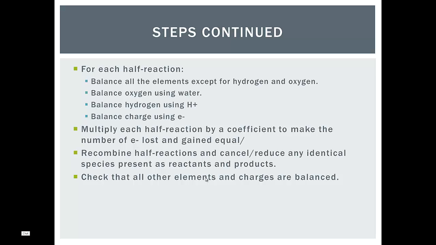Then everything else is pretty much the same. You multiply each half reaction by a coefficient to make the number of electrons lost and gained equal. You recombine the half reactions and cancel or reduce any identical species present as reactants and products. That usually means H+ or water. And then you check that all the other elements, all the spectators and charges are still balanced.